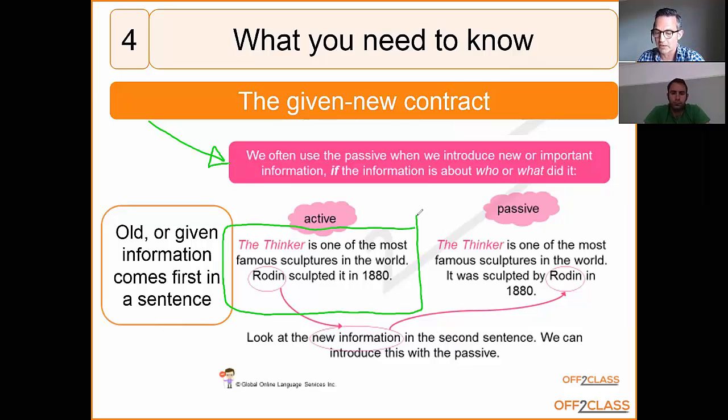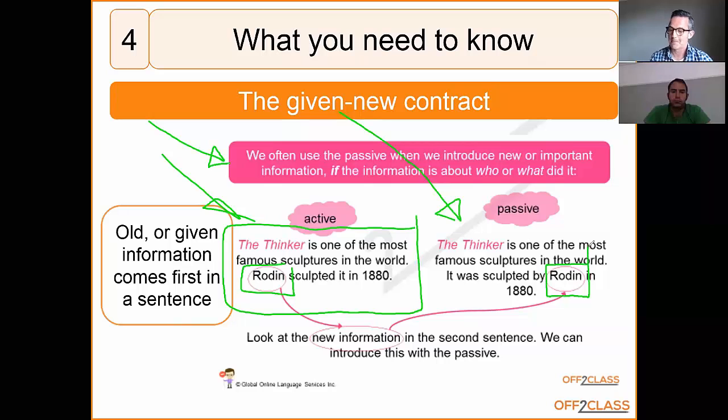Two sentences on the left here. The Thinker is one of the most important sculptures in the world, and Rodin sculpted it in 1880. It's correct, there is nothing wrong with this expression, except that in the majority of cases, a native speaker is not going to automatically produce this, especially in formal and academic writing. What they will do is the new information that has been introduced will get pushed here.